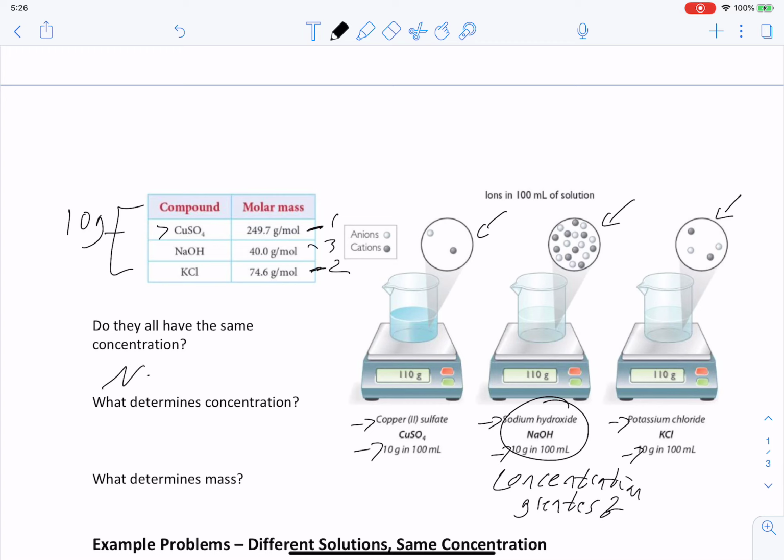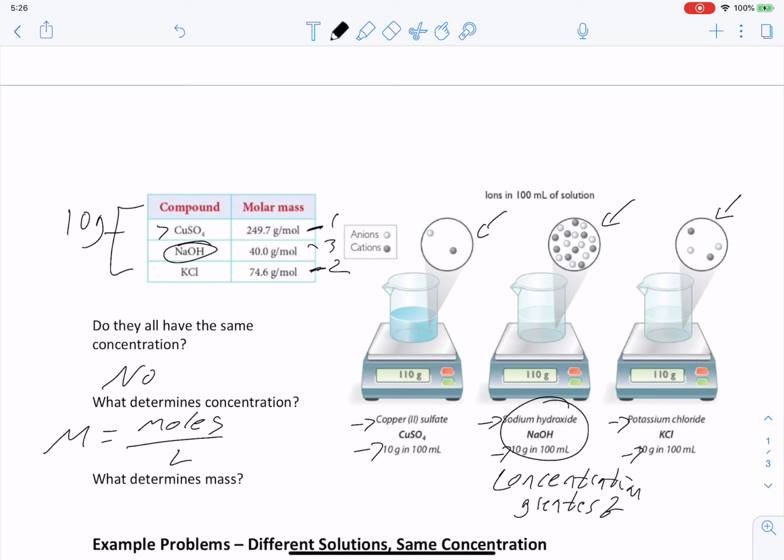Right? So no, they don't all have the same concentration. What determines concentration? Remember, this is molarity, so we're talking about moles over liters. So if there's fewer moles per gram, then the concentration is going to be less. If there's more moles per gram, say for sodium hydroxide, then it's going to be higher in amount and higher in concentration.